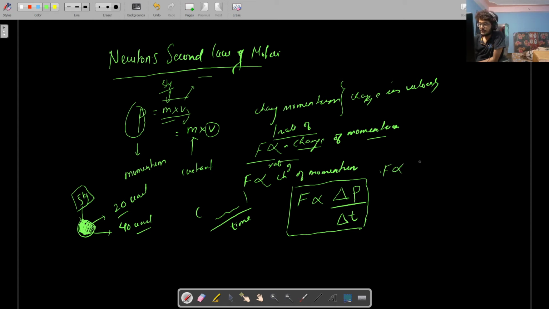So this can also be further simplified. Force is directly proportional to... now what is momentum? Okay, wait, if you have a question, I'll teach from the beginning. Okay, which part? Let me know. Which part of the lecture? From the second law.